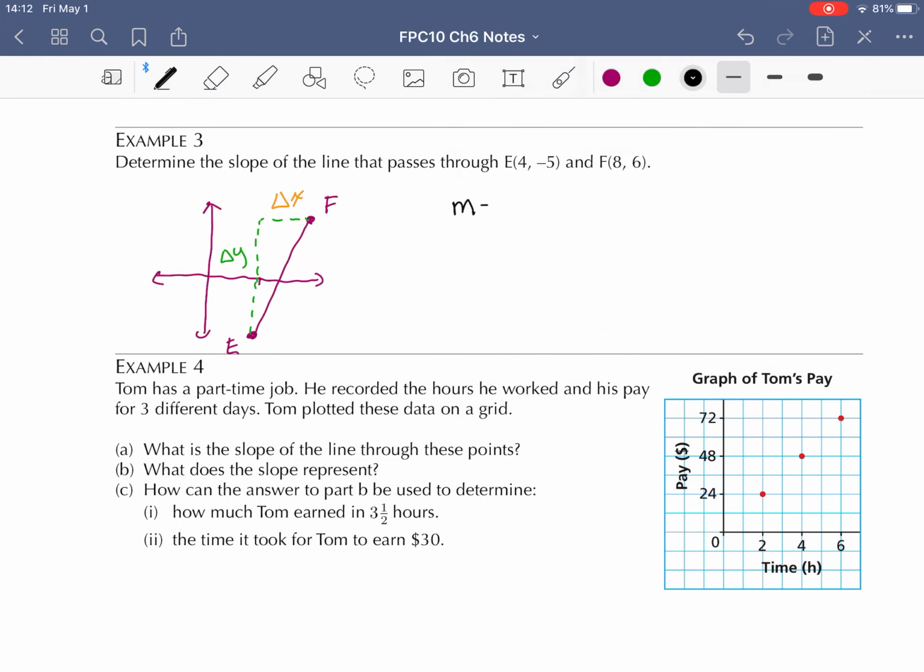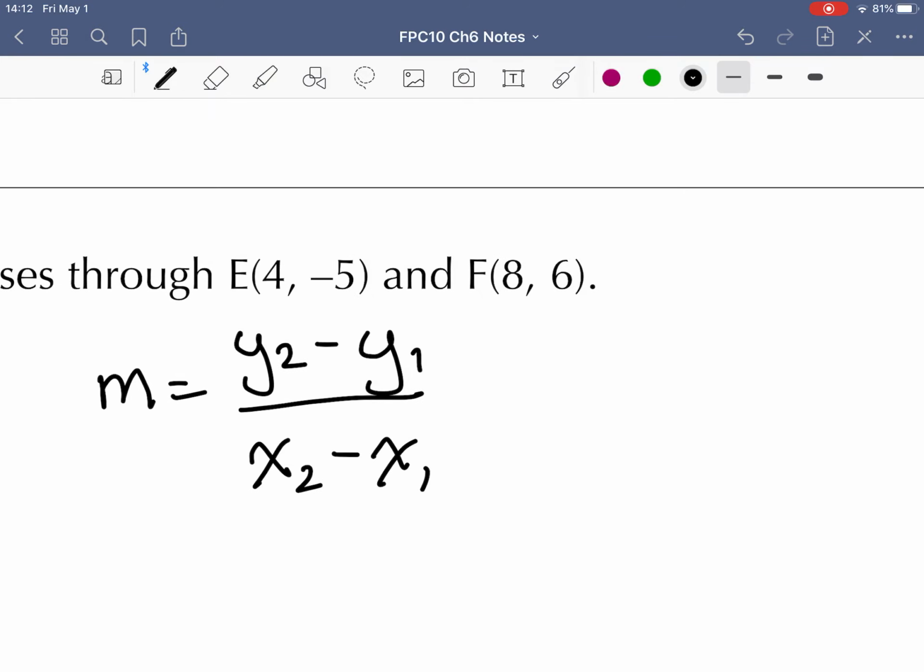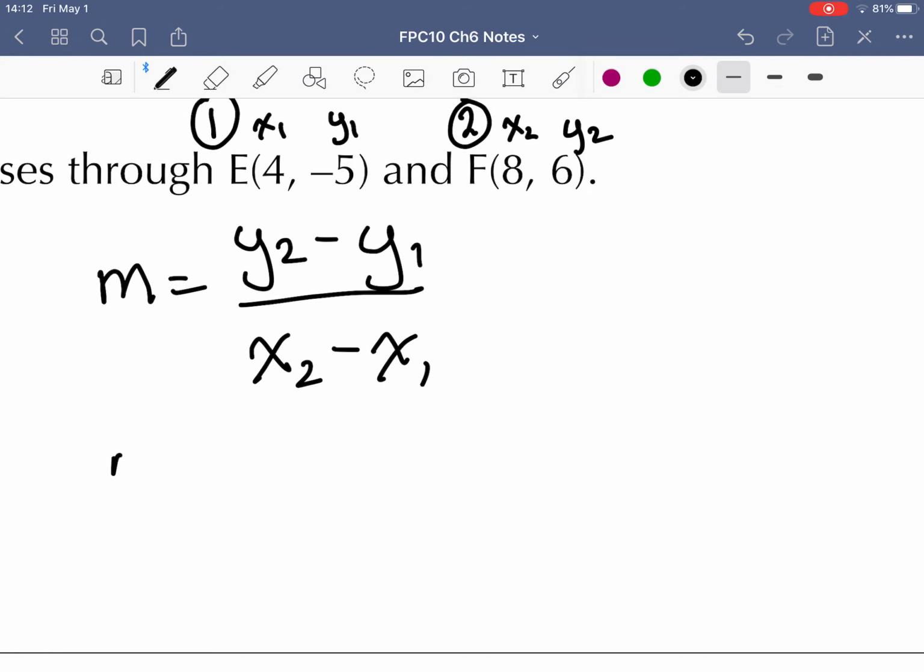Now we're going to use the formula. Slope is equal to y2 minus y1 all over x2 minus x1. So I need to label one of these points 1 and point 2. So E, I'm going to call point 1. F, I'm going to call point 2. It doesn't matter which one is which. So this 4 is going to be x1, -5 is going to be y1. The 8 is going to be x2, the 6 is going to be y2.